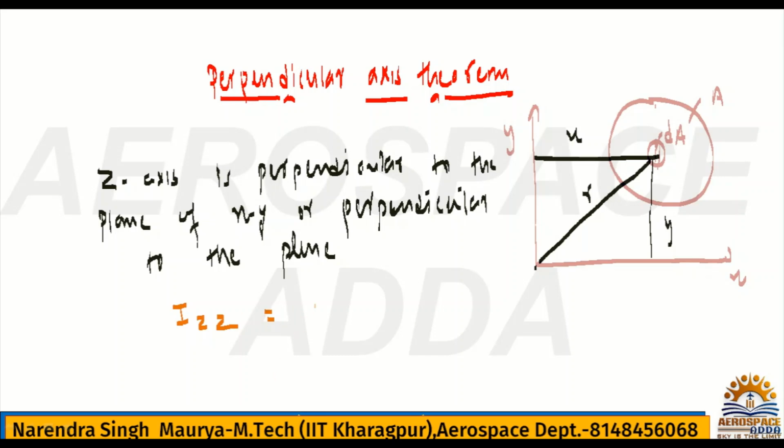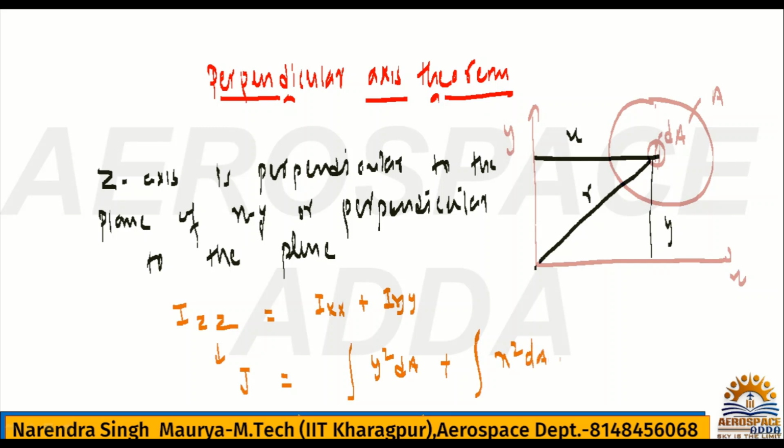And as per the perpendicular axis theorem, Izz is always Ixx plus Iyy. That is one thing. Second thing, this Izz is also denoted by J, and this J is nothing but the integration of y squared dA, which is Ixx, plus the integration of x squared dA, which is Iyy. You can write it as the integration of x squared plus y squared dA.